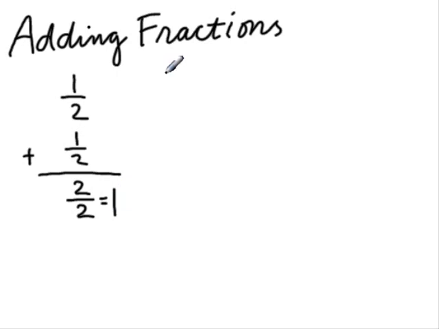Let's say we have 1/5 plus 2/5. Both fractions are the same kind, and so we can add them. 1/5 plus 2/5 is going to give us 3/5.